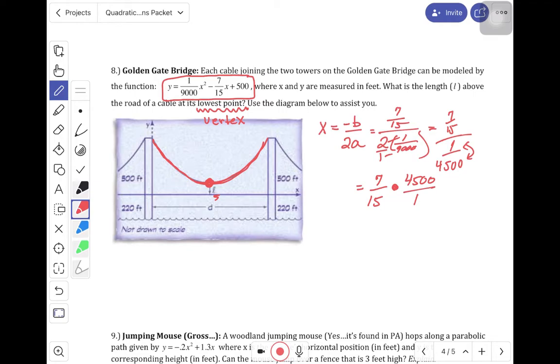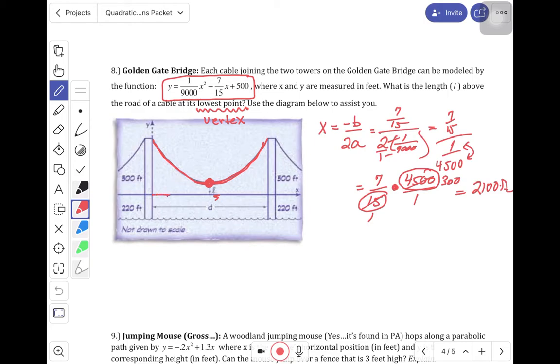Again, my goal is to never touch a calculator until I go to check my work. So what I want you to observe is the fact that, yeah, these are some big numbers, but I can make them a lot smaller. 15 and 4,500 have a common factor of 15. 15 goes into 15 once. 15 goes into 4,500 300 times. So really, I'm just taking 7 times 300. That's going to be 2,100 feet. So what does that represent in this case? That's an x value, right?